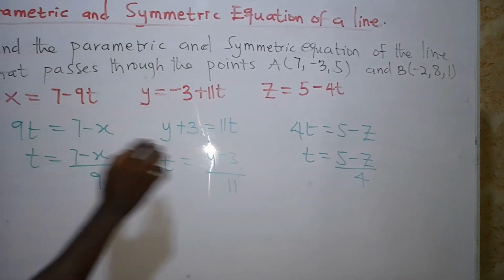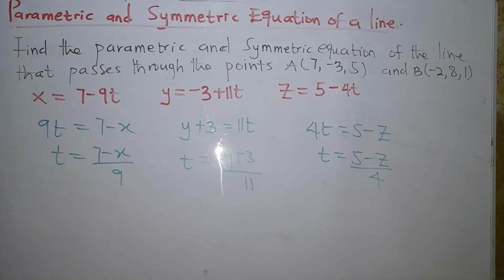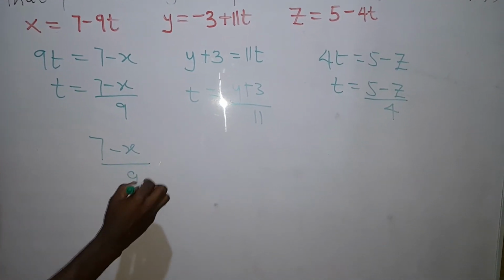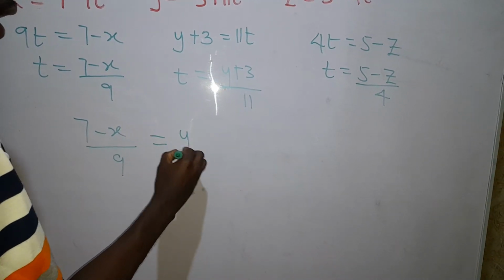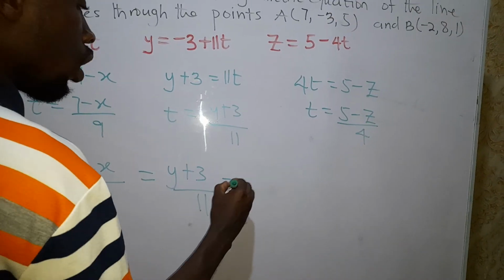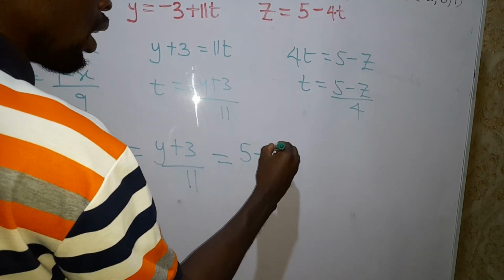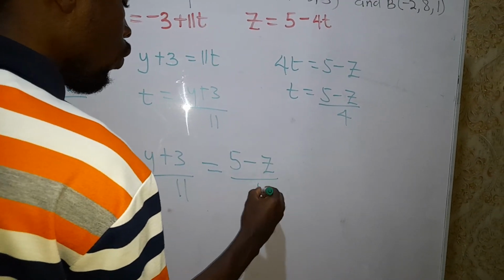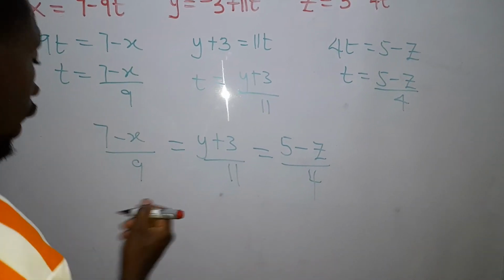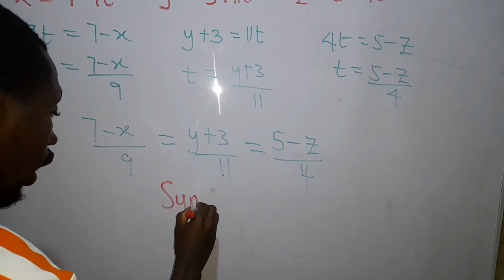So there is t equal to them. Then we can equate all of them as (7 minus x) over 9 is equal to (y plus 3) over 11 is equal to (5 minus z) over 4. Then this becomes the symmetric equation of the line.